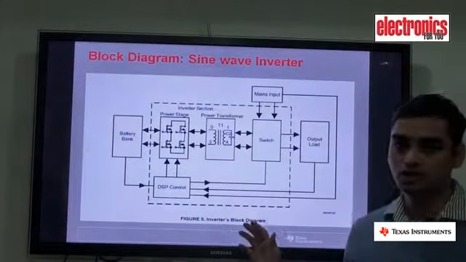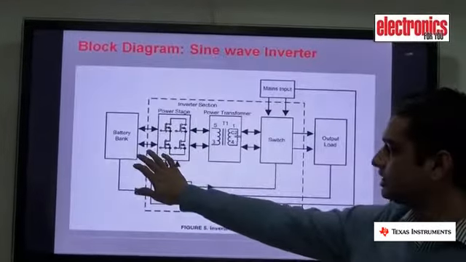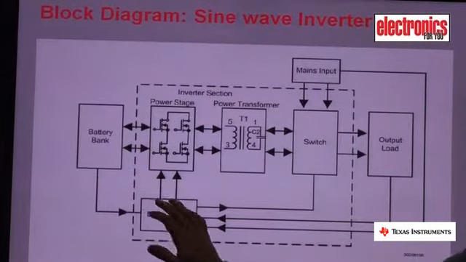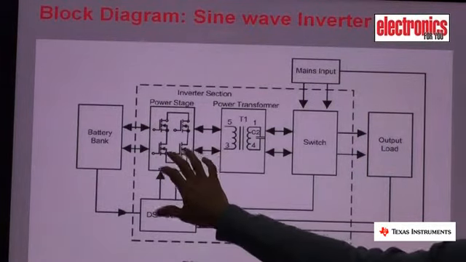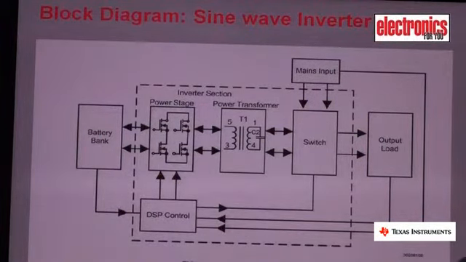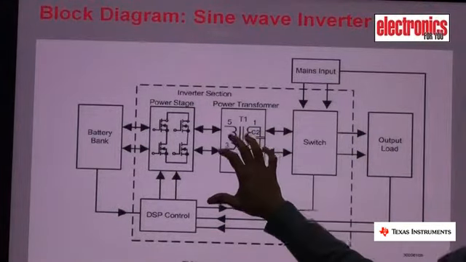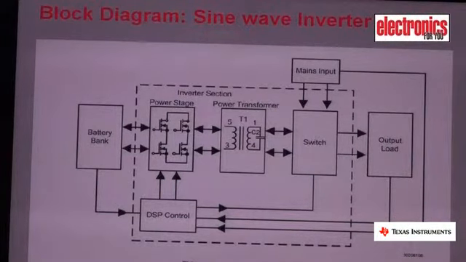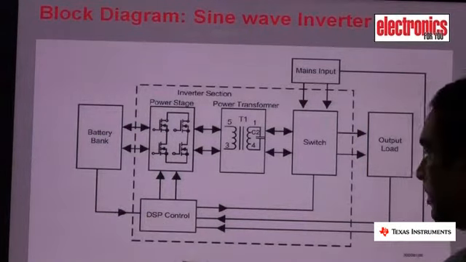Here you can see the basic block diagram of a sine wave inverter. It consists of a battery bank, which is generally a lead acid battery, which can be 12 volt, 24 volt or 48 volt depending on the wattage requirement of your inverter. This battery input is then fed to your power stage. Your power stage can be push-pull, full bridge, half bridge depending on your circuit requirement. Your power stage output is then fed to a power transformer. The power transformer is generally used to step up the input voltage. It also provides the isolation between your output load and the battery side.